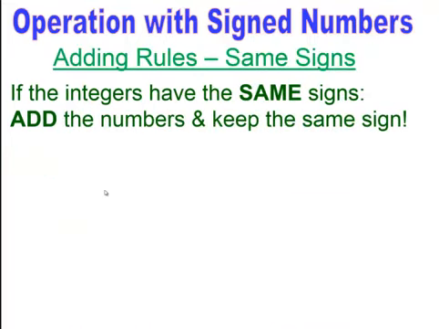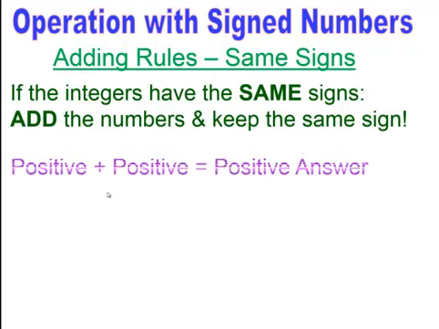So we're going to start off with the addition rules for signed numbers. When we're adding and they have the same sign, so if integers have the same sign, you're going to add the numbers and you're going to keep the same sign. So we're familiar with a positive plus a positive. 2 plus 2 equals 4. So a positive plus a positive will end up being a positive answer.